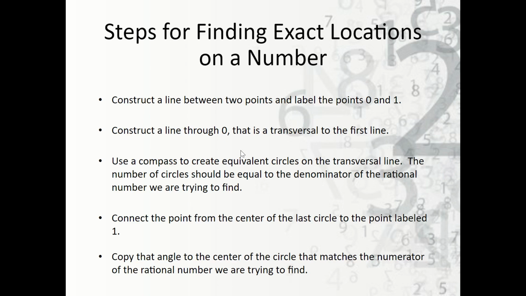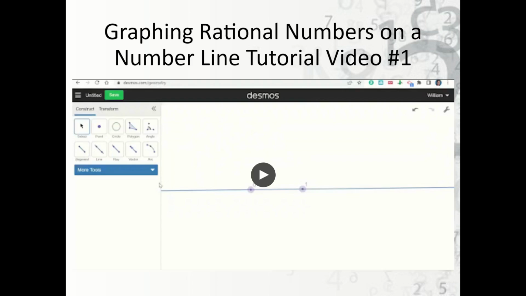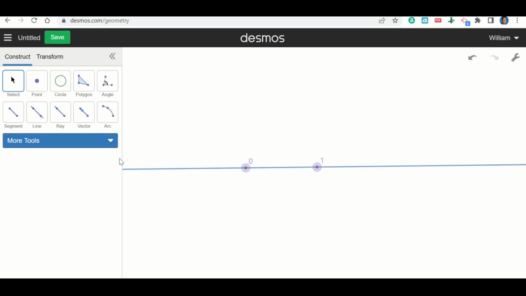Well, what exactly does that mean? Here are some examples of what we're going to be doing. So there's a video here that shows you how to construct a rational number on the number line. Let's take a look now at how to construct rational numbers on the number line.